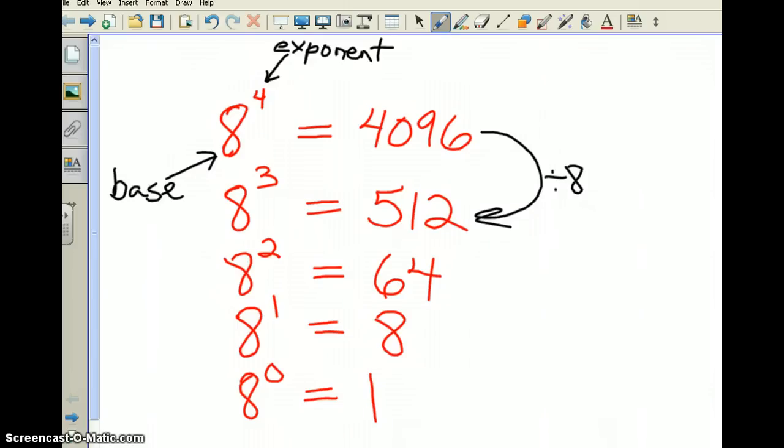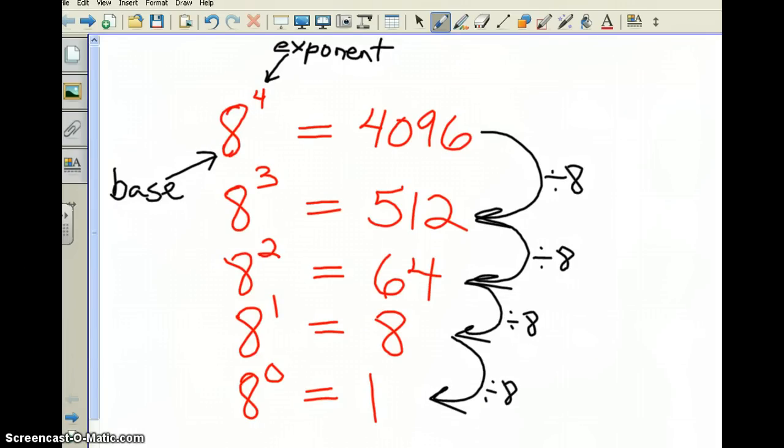512 to 64, or 8 cubed down to 8 squared. We've lost a power of 8. So if I divide by 8, I get to 64. This one we know off our head that 64 divided by 8 makes 8. And if we continue this pattern down of dividing by 8s, 8 divided by 8 is equal to 1. And this idea would be true for any base that I pick.